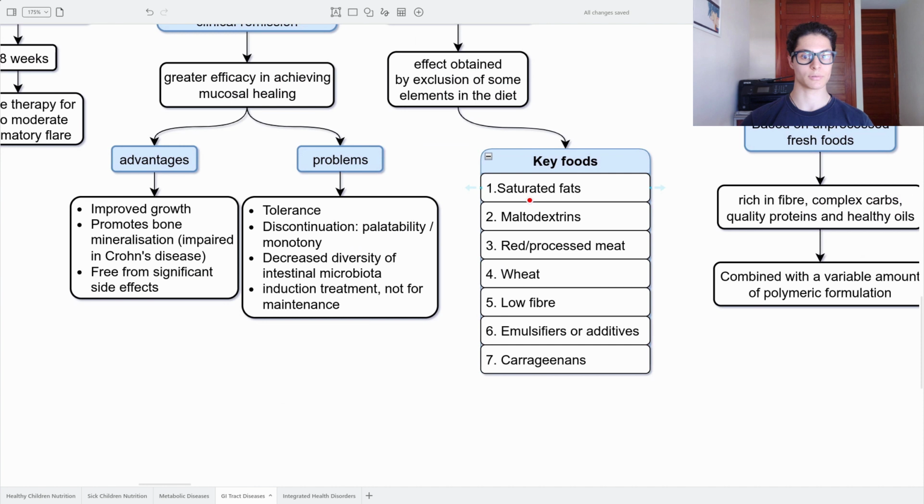And these are the saturated fats, the maltodextrins, which are additives, red or processed meat, wheat because of the gluten, low fiber, emulsifiers or additives, and carrageenans, which are additives again. As you can see, things that are mainly present in highly processed food.